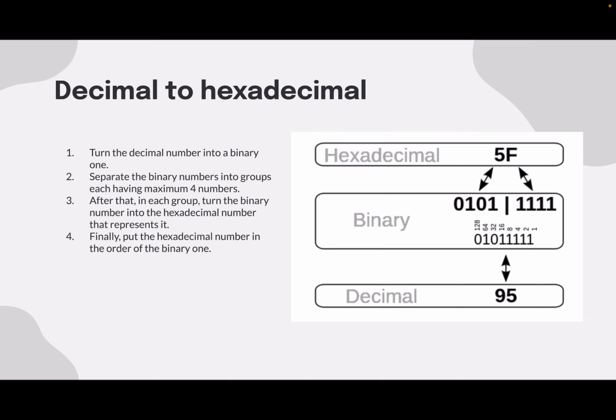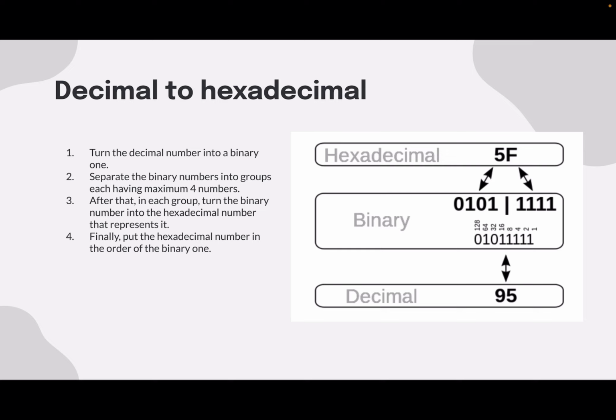Then you need to separate the binary numbers into groups of maximum 4. And after that, in each group, you need to turn the binary number into the hexadecimal number that represents it, each separately in their groups. Finally, you put the hexadecimal numbers in the same order as the binary one.